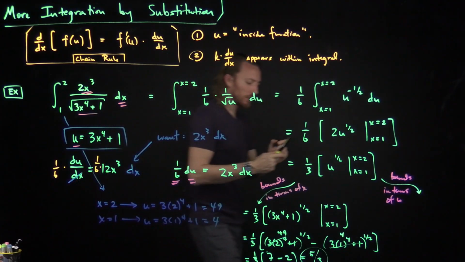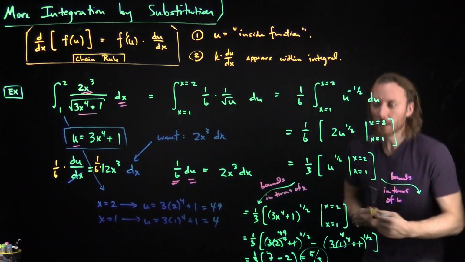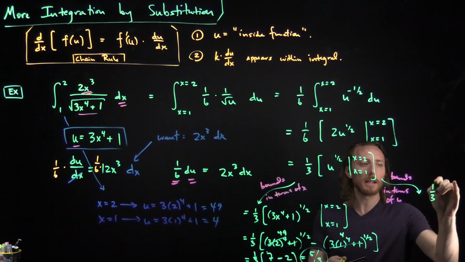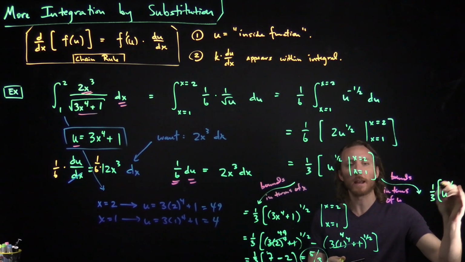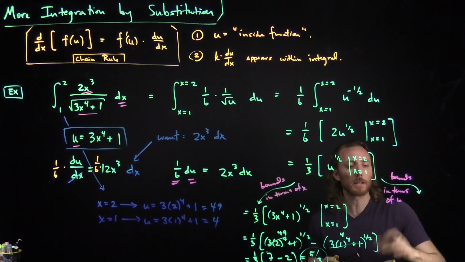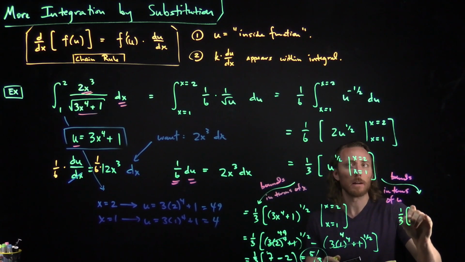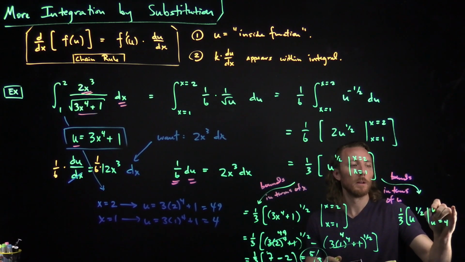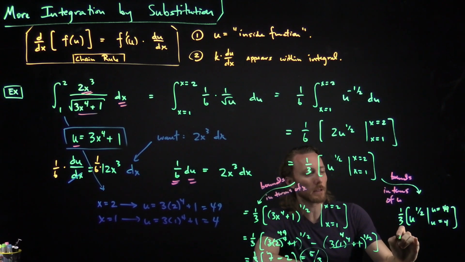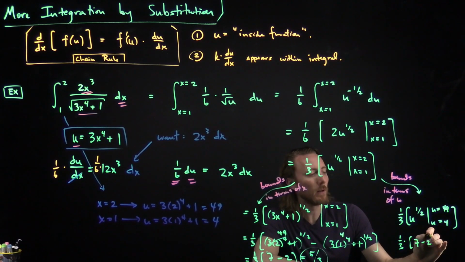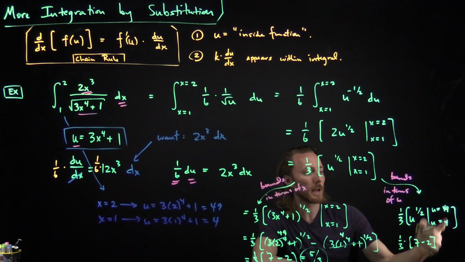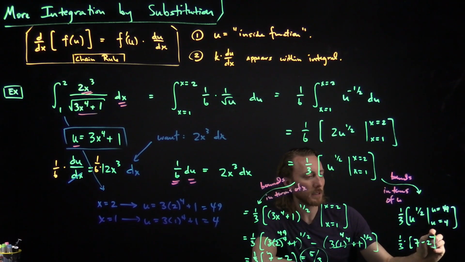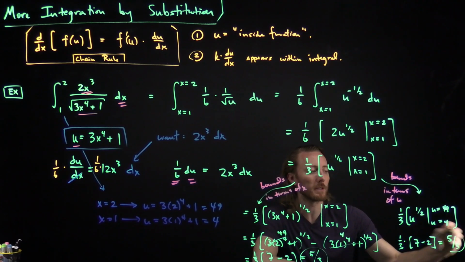Now, if we leverage this in our computation, over on the other side, we could then just say u to the 1/2, and I might run out of space, so let me do it down here, from u equals 4 to u equals 49. And now everything works out really nicely, right? Because we just have 1/3 times 7 minus 2, because we're taking the square root of 49 and the square root of 4 within our antiderivative, which ultimately comes out to be 5/3 again.